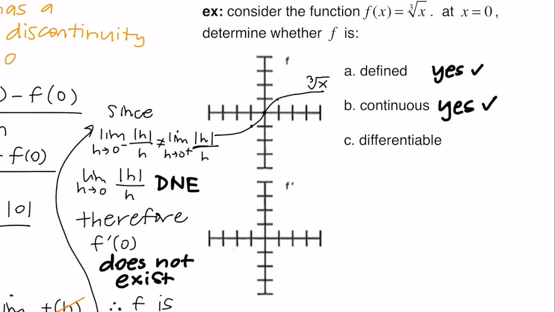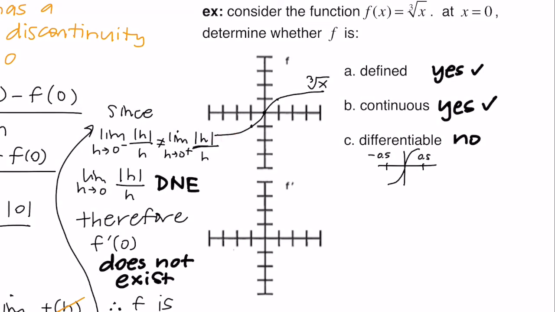But if you were to graph this on your calculator and zoom in really far, you'll see that there's actually a vertical tangent line that happens right here. And again, if you go on your calculator and you zoom in and get a really small window, you'll see that the graph in fact has a vertical tangent line right at 0, so it's not differentiable there.